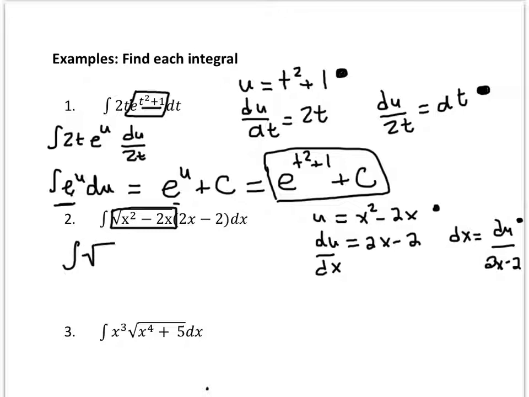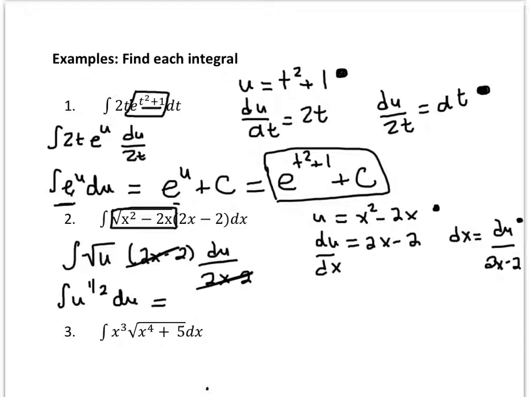So the square root of u, x squared minus 2x becomes u. Then 2x minus 2 stays. It's not on my things to be subbed out list. Dx gets changed. It becomes du divided by 2x minus 2. Then I clean things up a little bit. Those cancel. I'm going to rewrite square root of u as u to the 1/2 du.